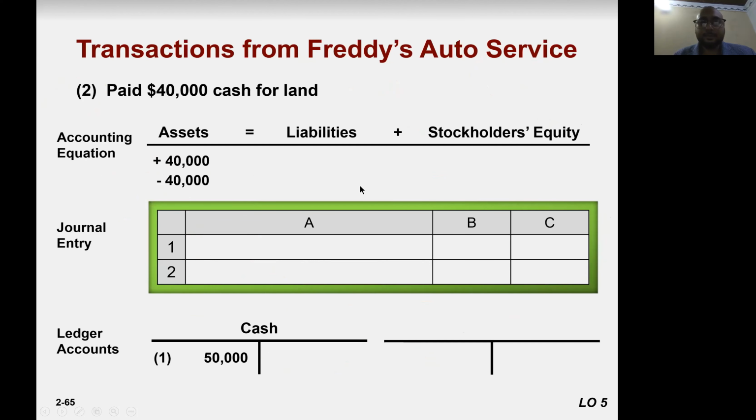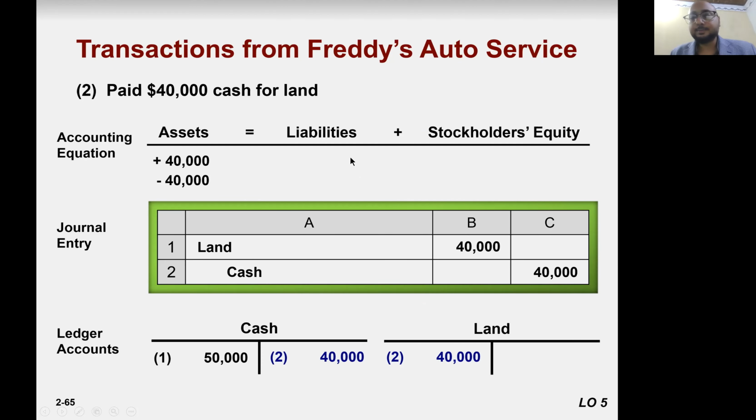So you only have to make one T account for cash. You don't have to make a new T account for cash every time. Only one T account for cash. And then you write it down, increase or decrease. Simple.